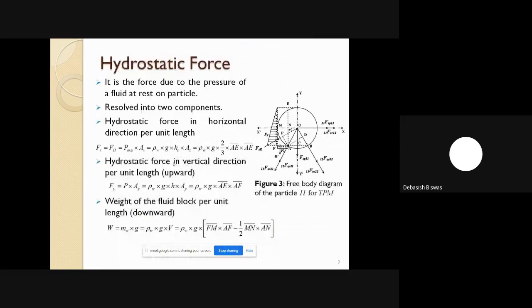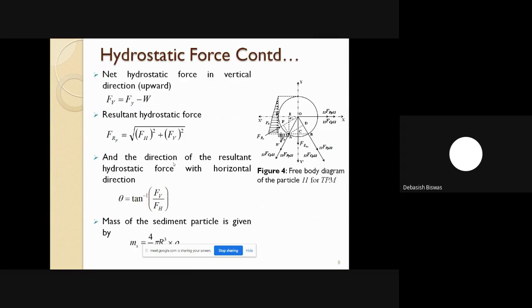First of all, we have calculated the hydrostatic forces. We have calculated the horizontal hydrostatic force, then the vertical hydrostatic force. To calculate the vertical hydrostatic force, there are two components. One is the pure hydrostatic force, and the second part is the weight of the fluid accumulated in the gap, which acts in the downward direction. So the net hydrostatic force will be the difference between these two. After calculating the vertical hydrostatic force, we have calculated the resultant hydrostatic force. Then the angle made by the resultant hydrostatic force has been calculated by the following expression.